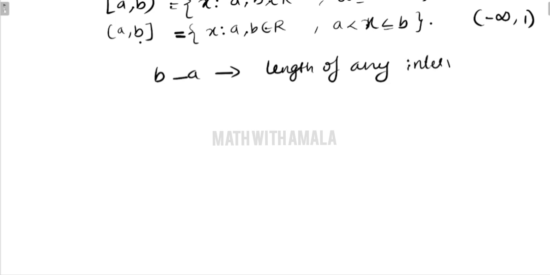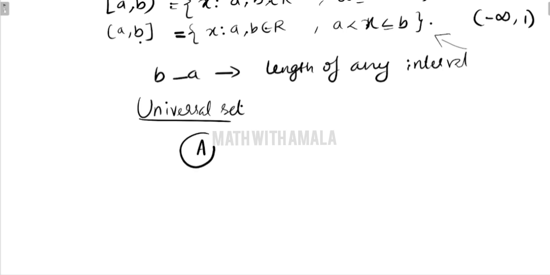What do you mean by B minus A? This is actually the length of that interval. If we take any interval (A, B), then B minus A, the larger minus the smaller, is the length of that particular interval. What do you mean by the universal set?